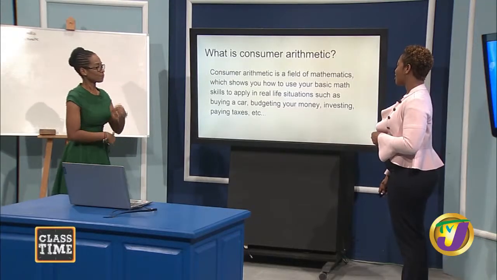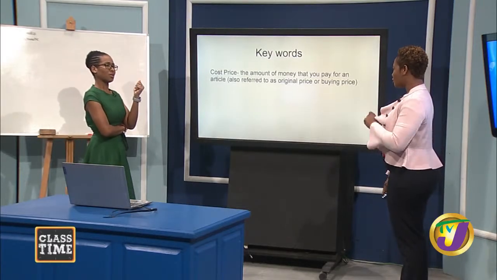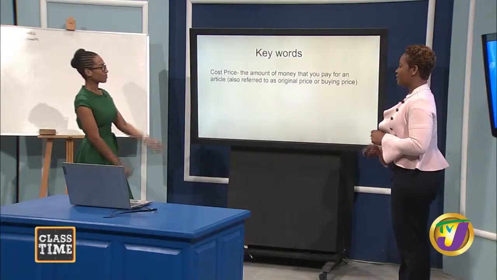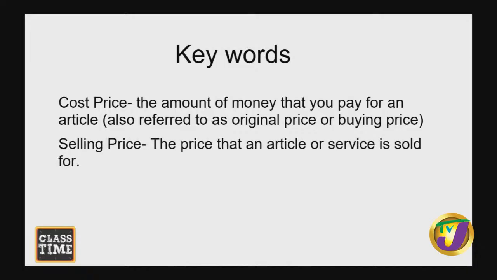Let us look at some key terms in consumer arithmetic. If we're doing consumer arithmetic, we do have some terms that we need to be clear about. So we have cost price. The amount of money that you pay for an article, or it could be a service. Also referred to as original price or the buying price. That's right. But if we have cost price, we must have selling price. The price that an article or service is sold for.